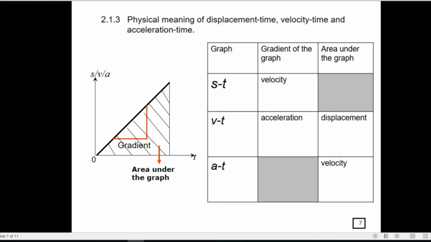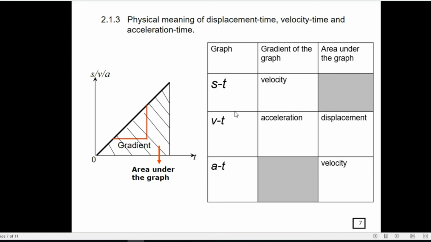Yes, correct. There is no quantity represented as meter second. So there is no quantity for the area under the graph of s-t. Okay, so next part is the v-t graph. The area under the v-t graph is the displacement.